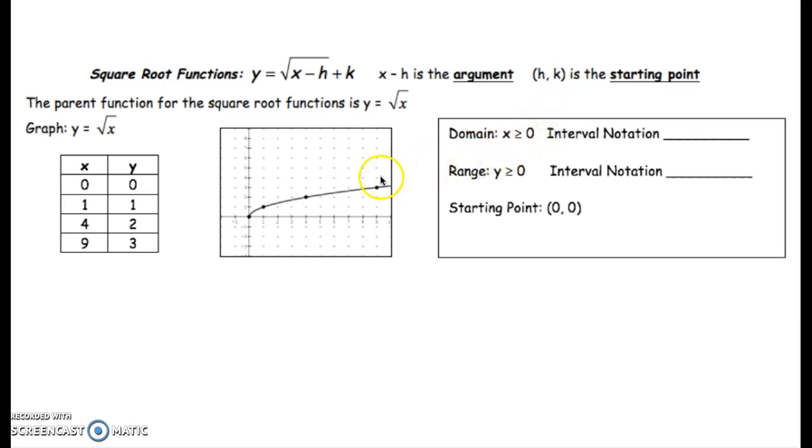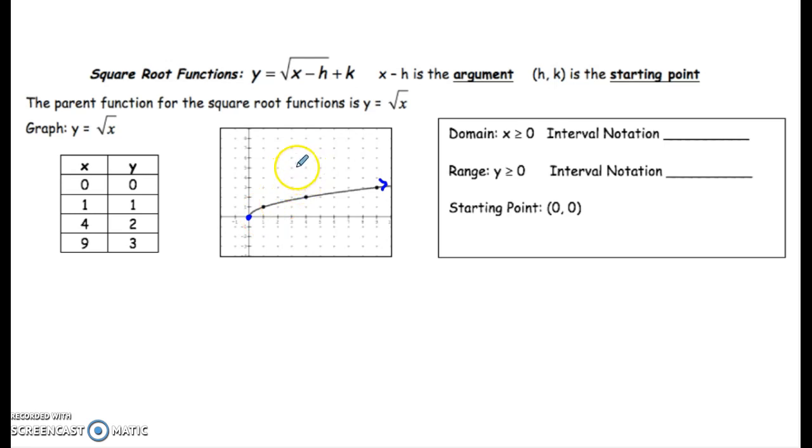So the square root function, important features of it, is that it's going to have a starting point. When we were doing domain and range, we would look at this starting point to determine what our domain should be and what our range should be. If you notice on the square root function, it's going to go forever in one direction, but not in both directions. It's always going to have a starting point.